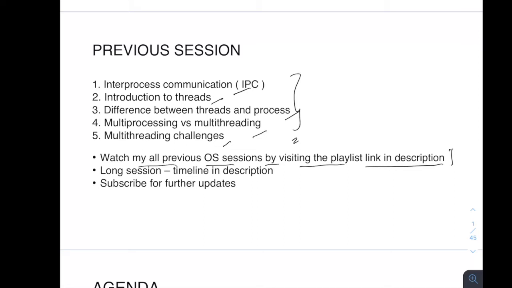And this session may be long because I also have to explain the process scheduling algorithms by taking examples. So this video may be long, but I have broken down the video into different timelines so that you can see in the description. If you want to jump to some process scheduling algorithm directly, you can use the description timeline and jump there.